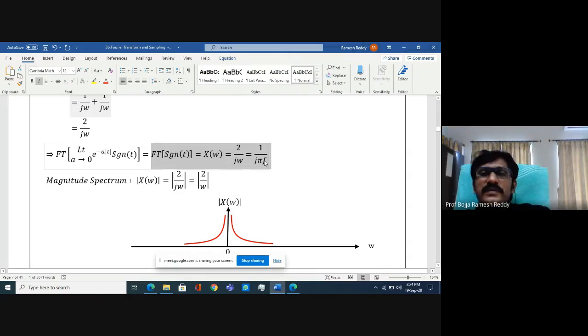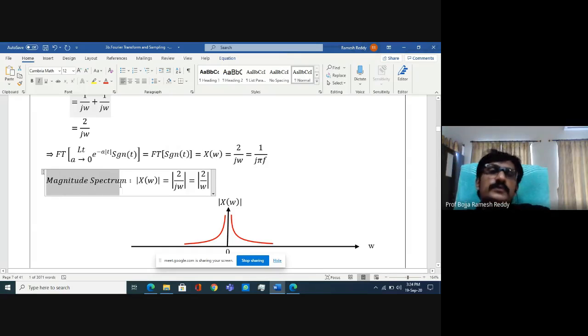This is imaginary, so it is not possible to draw the graphical form of the spectrum. That's why I go for the magnitude spectrum and phase spectrum separately. Okay, this is the magnitude. The modulus of this is equal to modulus of 2 by omega, simply modulus 2 by omega.